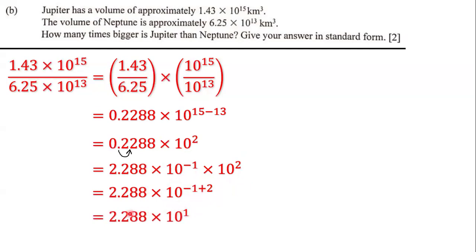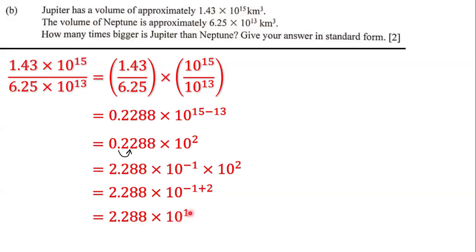And so what we have here is 2.288 times 10 to the power of 1. And this is in scientific notation, because we have this number here, which is a real number from 1 to 10, but not including 10. And so this is definitely in scientific notation, and this is our answer for this question.